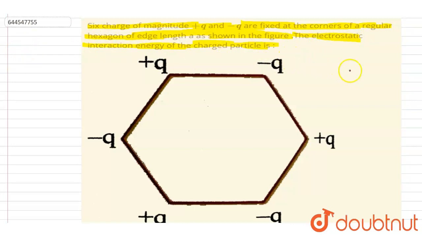So if you see there are 6 charges, so how many pairs will be there? If you select 2 charges at a time by naming them 1, 2, 3, 4, 5, 6, it will be 6 into (6 minus 1) by 2. So this will be 3, so it is 15. There will be a total of 15 pairs.